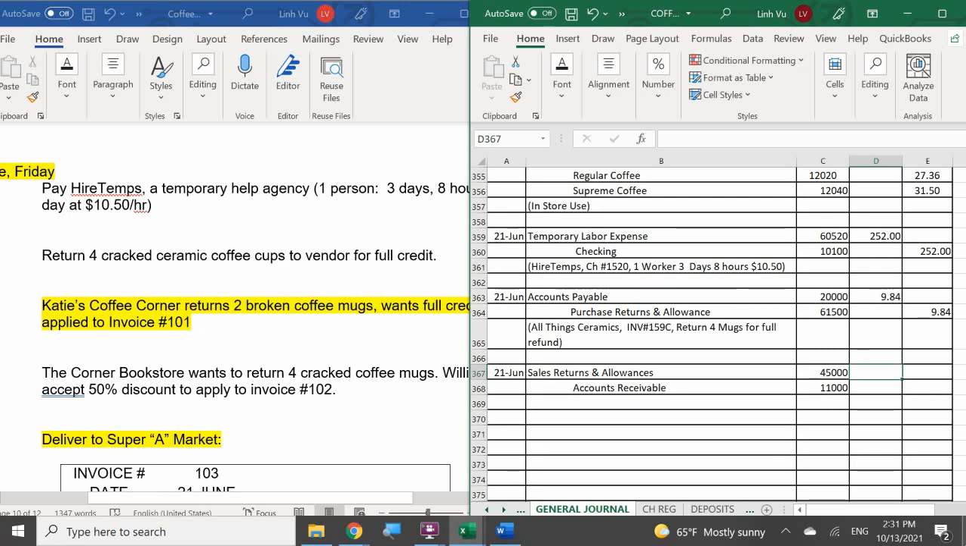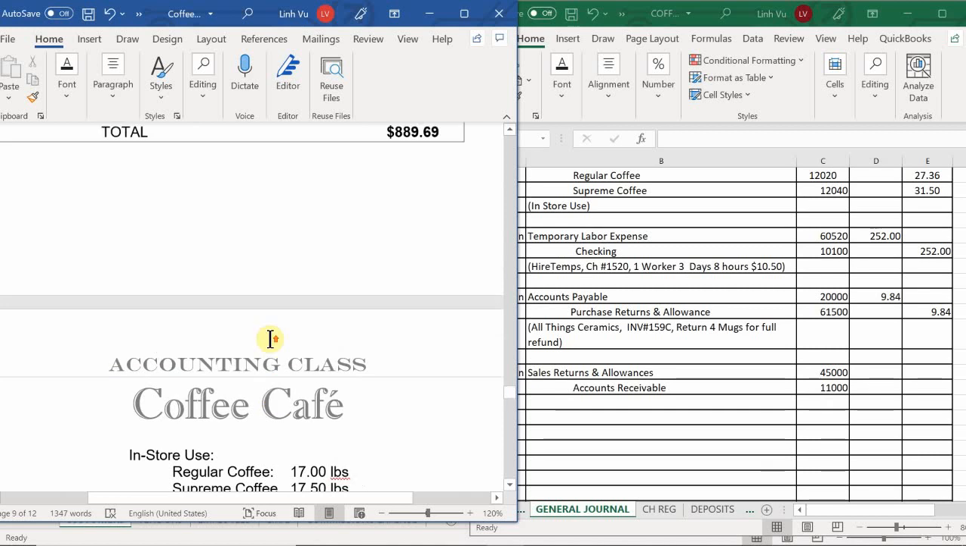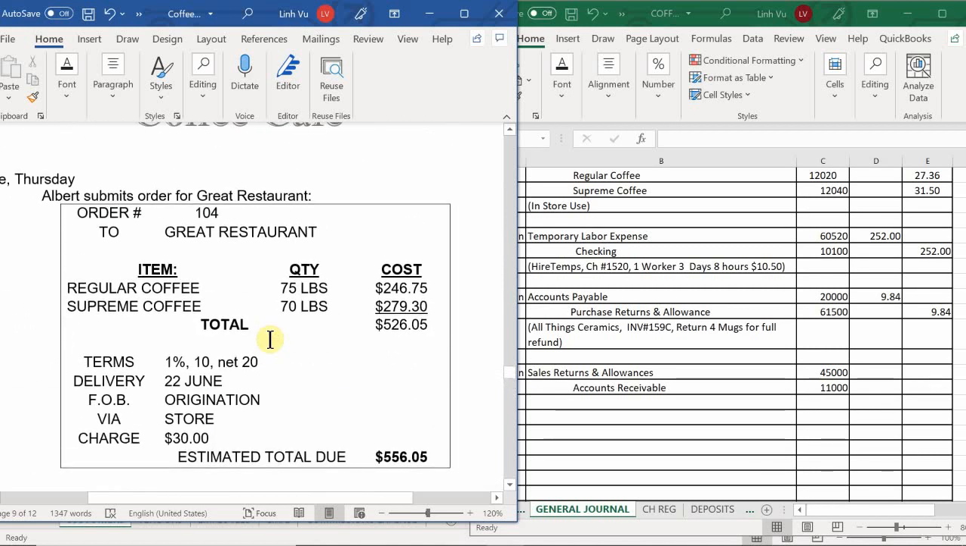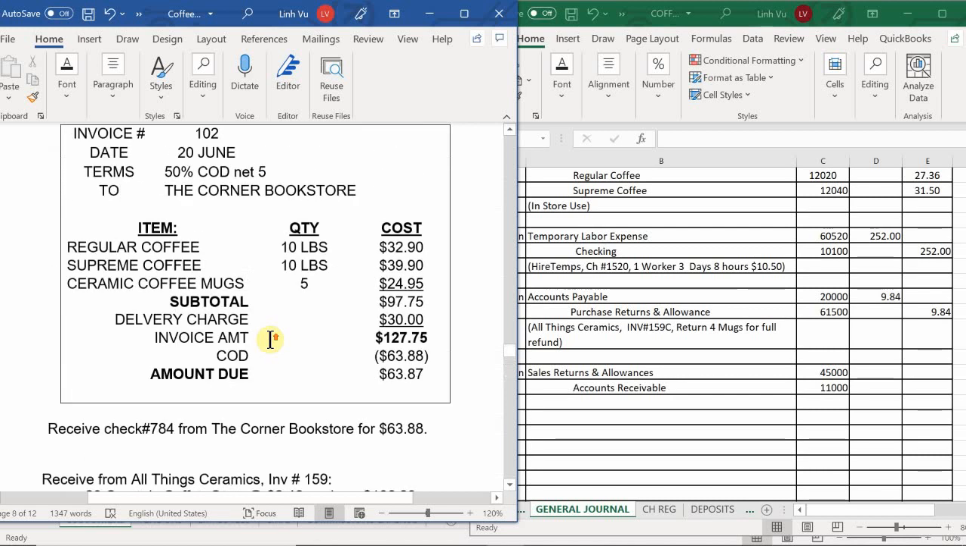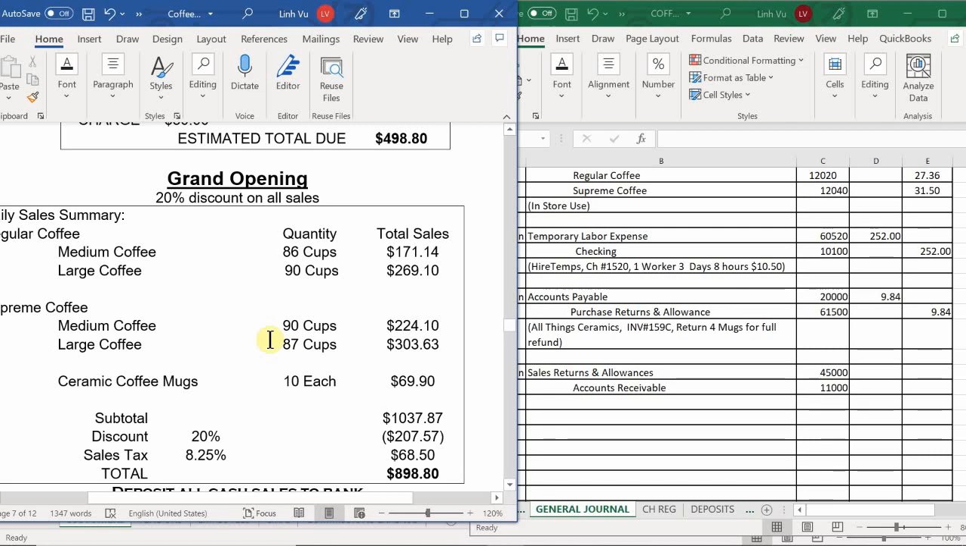Now here's the question. Katie wants to return 2 coffee mugs, right? How much should we charge Katie for each coffee mug? Let me check the invoice 101. We go into the inventory to see how much we bought the coffee cups for, but we sold it to a customer. So in this case, our sales price is different from our costing price or purchase price. The total is $69.90.